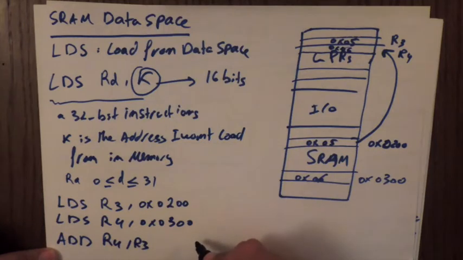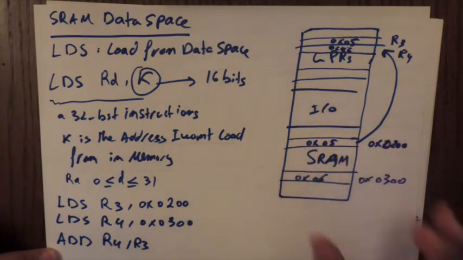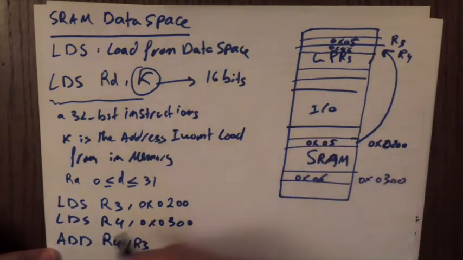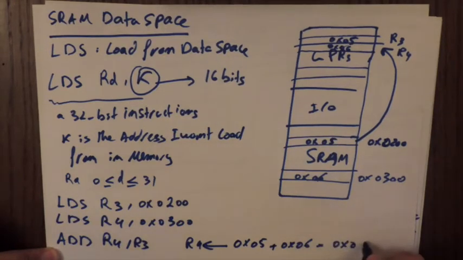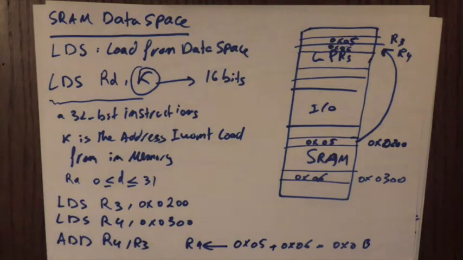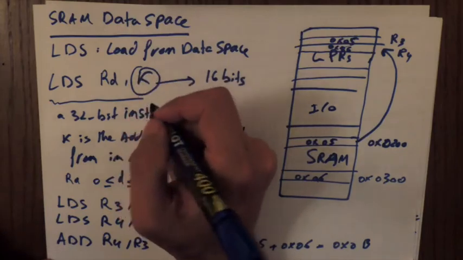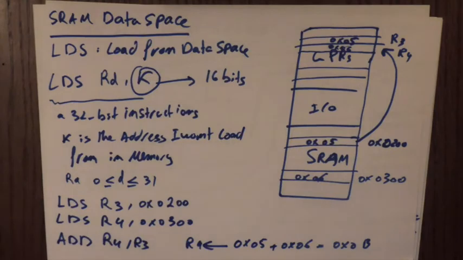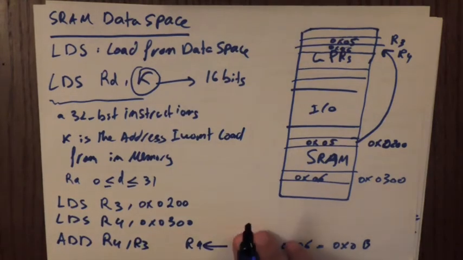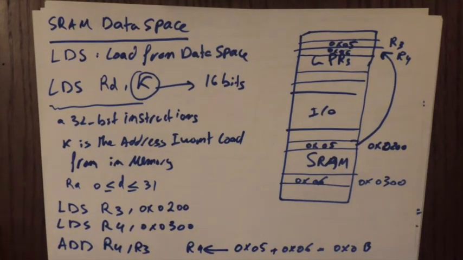So we did the same example, but here we loaded values from the data space into the GPR and added those numbers. Now R4 will have 0x05 plus 0x06, which is 0x0b. Okay, so reading from the memory space is very easy. You notice that we take the value from SRAM and place it in the register RD.